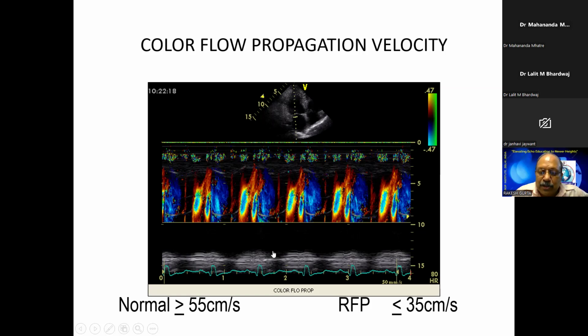Now look, the sweep speed is 50 millimeters per second. Make it 100, it'll be more clear, it'll spread out. When it spreads out, you'll be able to see a very clear difference between red, yellow, and blue, and go along with the red and blue lines. Then you go 4 centimeters up, align the line with this color, and you get a slope caliper. 55 is normal, less than 35 suggests restrictive physiology. It used to be used for a long time, but was gradually given up with the 2016 guidelines. Okay.